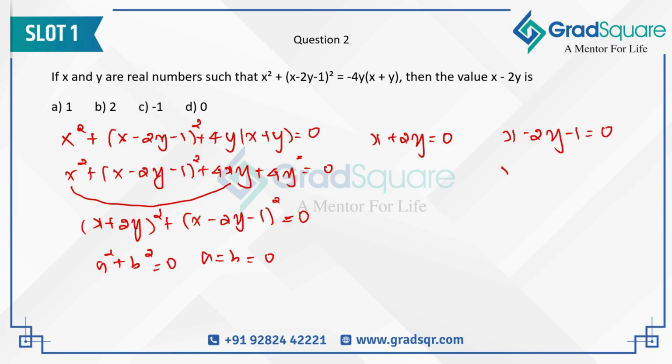Similarly, x − 2y − 1 should also be equal to 0. So from this I can write that x − 2y is equal to 1, and that is the value being questioned here. So the answer for this question is 1.